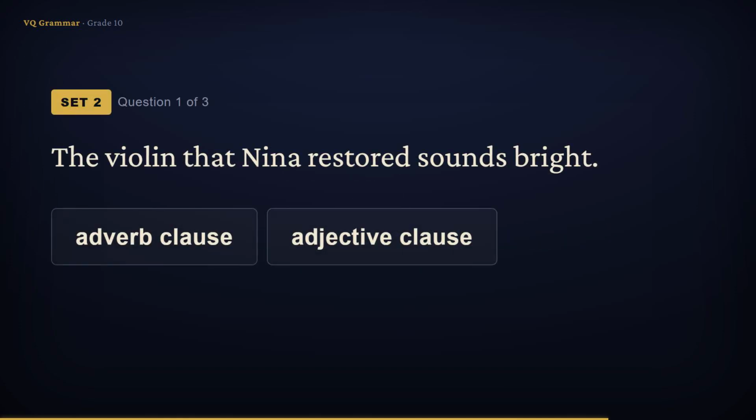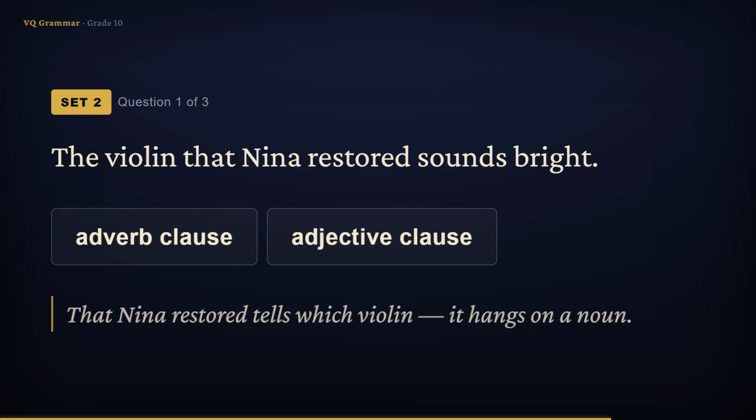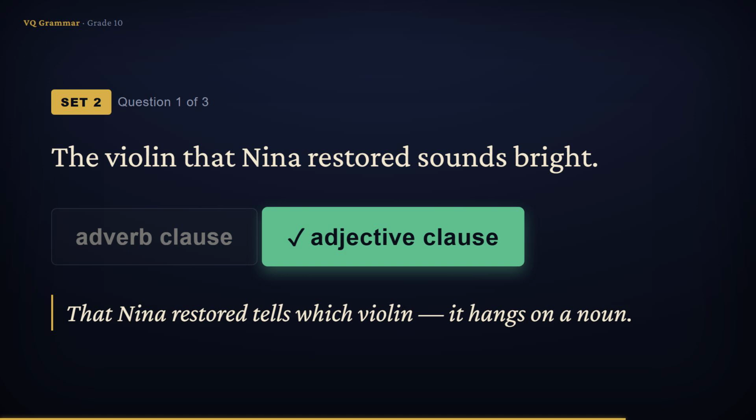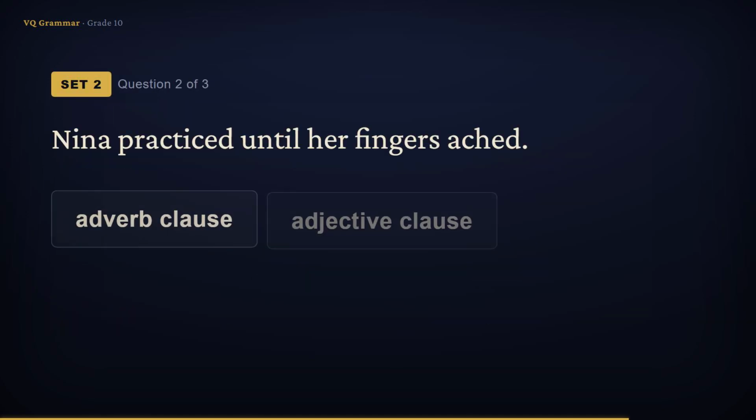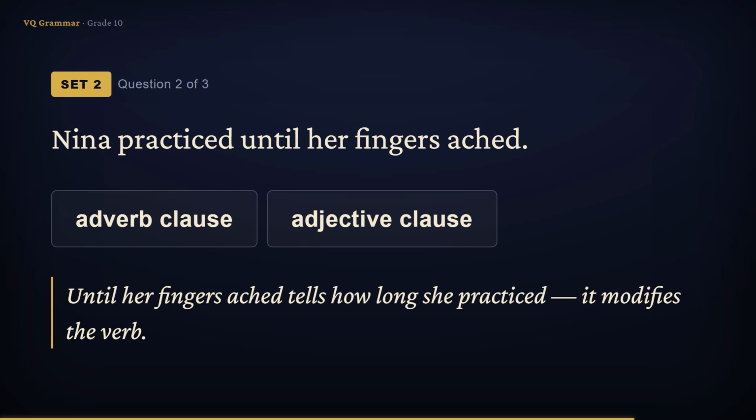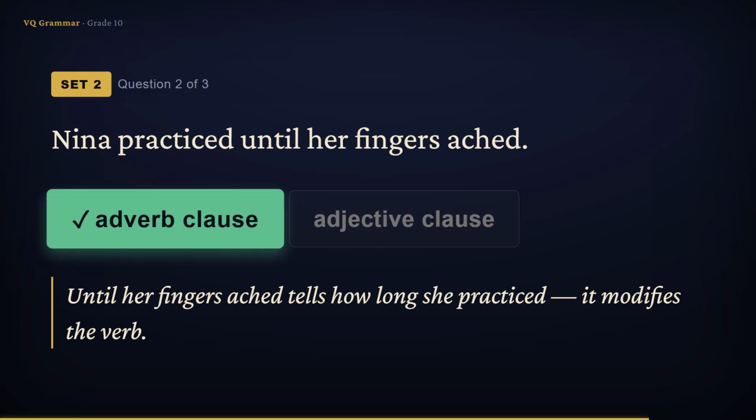The violin that Nina restored sounds bright. Ask what the clause is attached to. That Nina restored tells you which violin we mean, so it hangs on the noun violin. That makes it an adjective clause. Nina practiced until her fingers ached. The clause opens with until, and it describes no noun at all. It tells you how long Nina practiced. It modifies the verb practiced. That makes it an adverb clause.